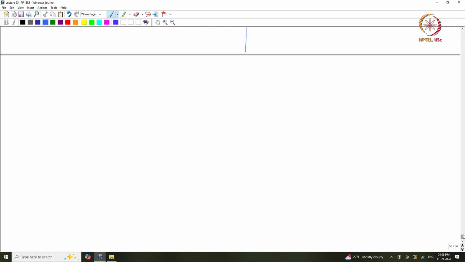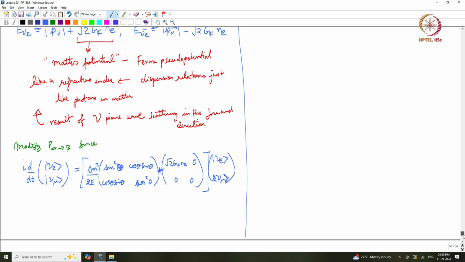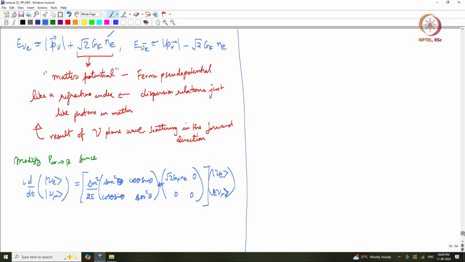Now, this Schrodinger equation can of course be solved. We are not going to do that, but this is just to show you what is the physics behind matter effects. I am just going to state that you solve this to get the correct number of solar neutrinos. This is how people solve the solar neutrino problem, by invoking the matter potential in the sun.